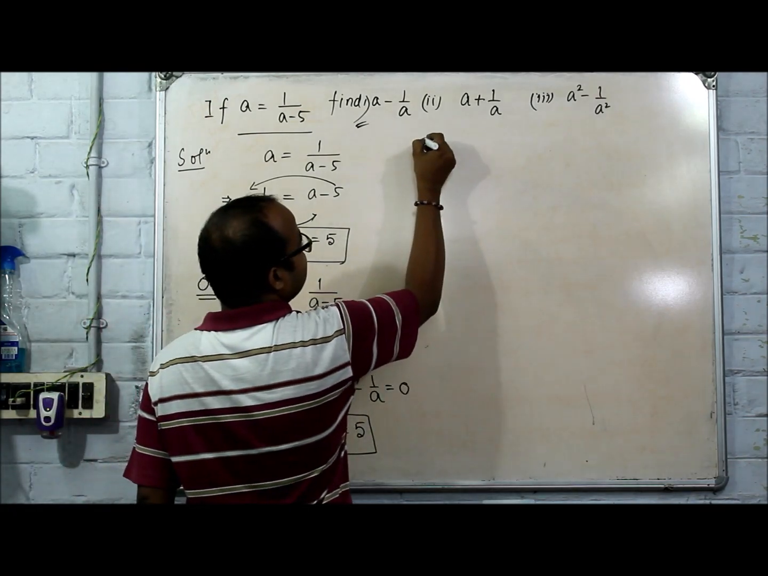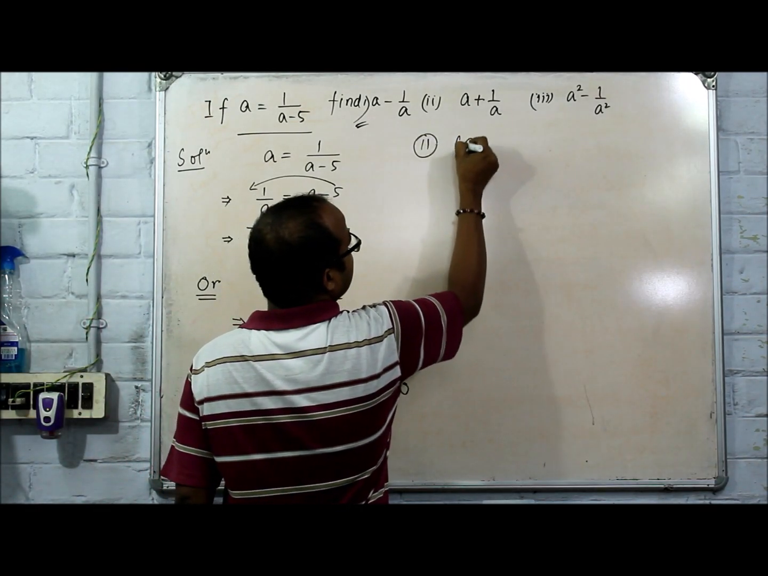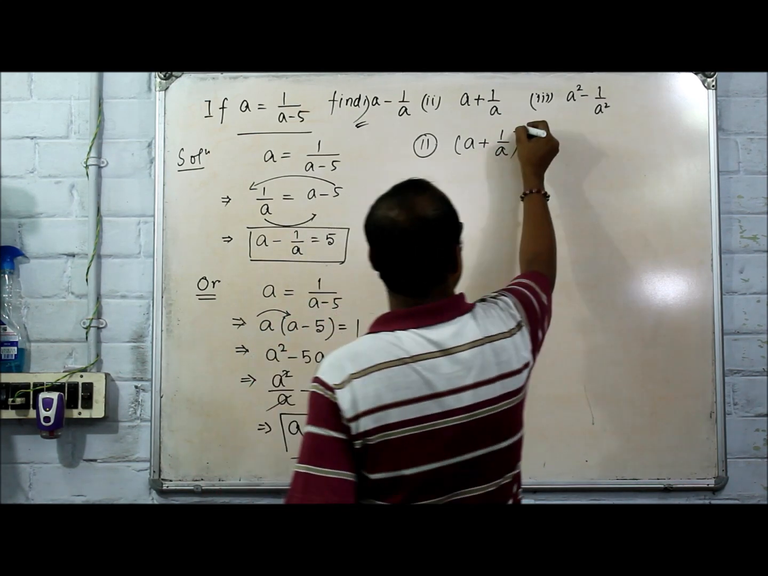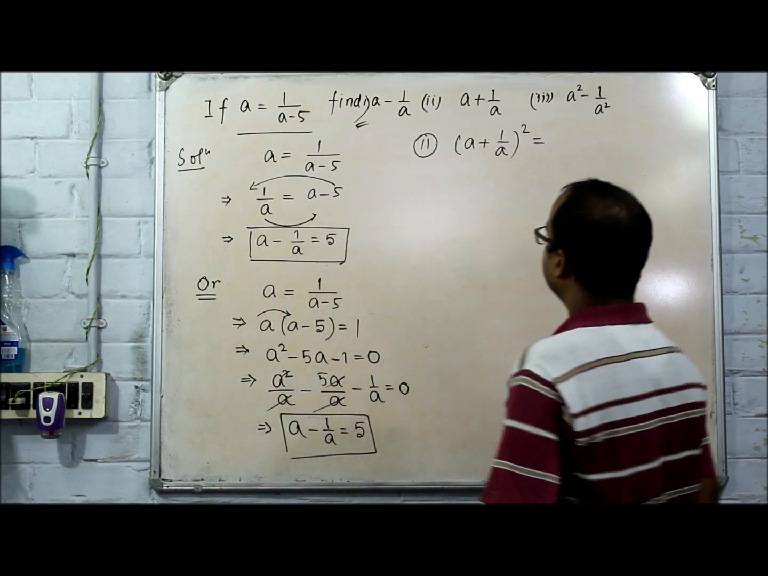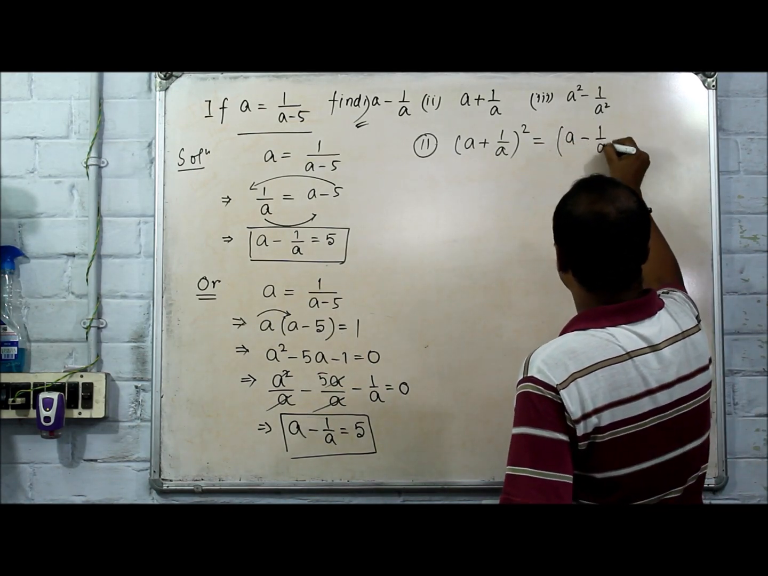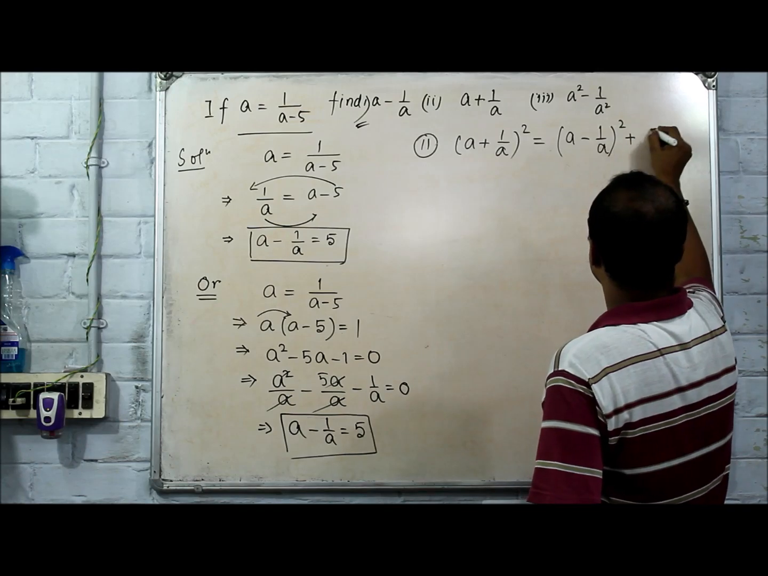Now moving into the next part. We are applying the formula for the square of a plus 1 by a. So the formula is a minus 1 by a square plus 4.